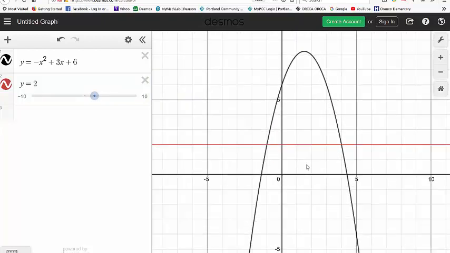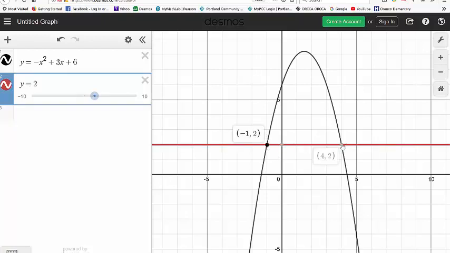Okay, so when we're solving an equality, when we want to know when is the quadratic equivalent to this horizontal line of y equal to 2, we want to know what are those intersections, right? If you click on the intersection, the point will stay there. It'll label it for you. So these two intersect at negative 1, 2, and at 4, 2. We're going to use this information to answer the questions that we've been given.